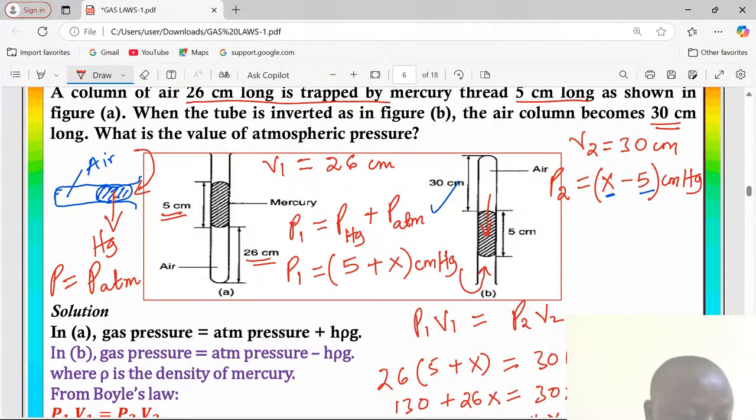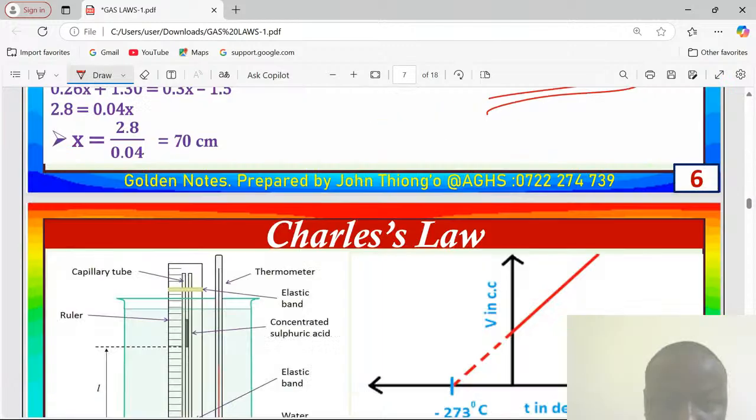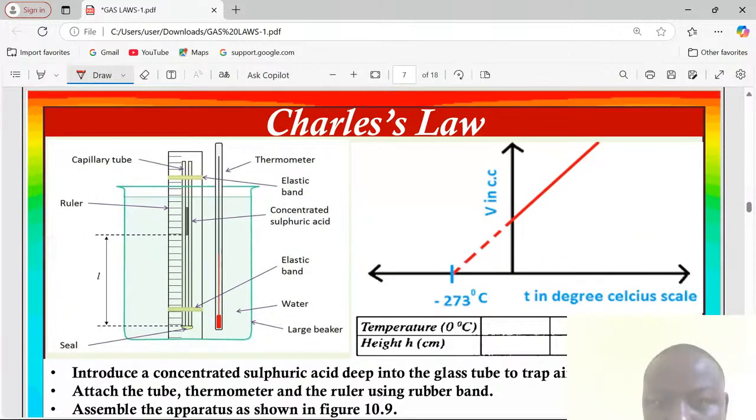Yeah, so those are examples on Boyle's law. We can now check another law called Charles' law of an ideal gas.